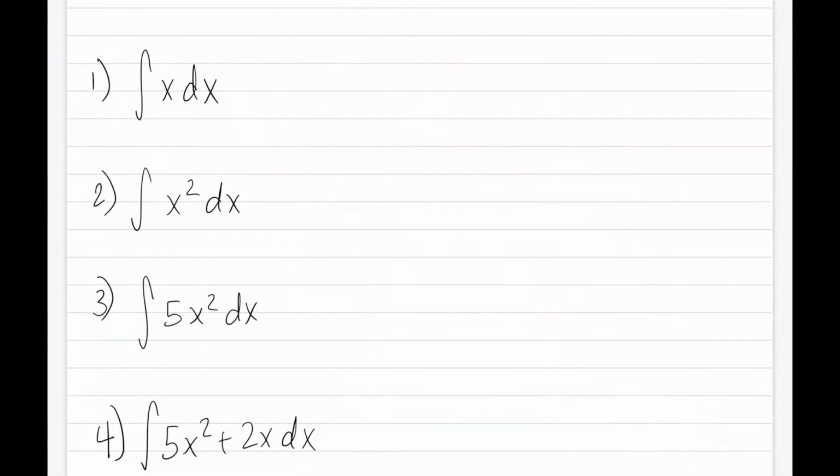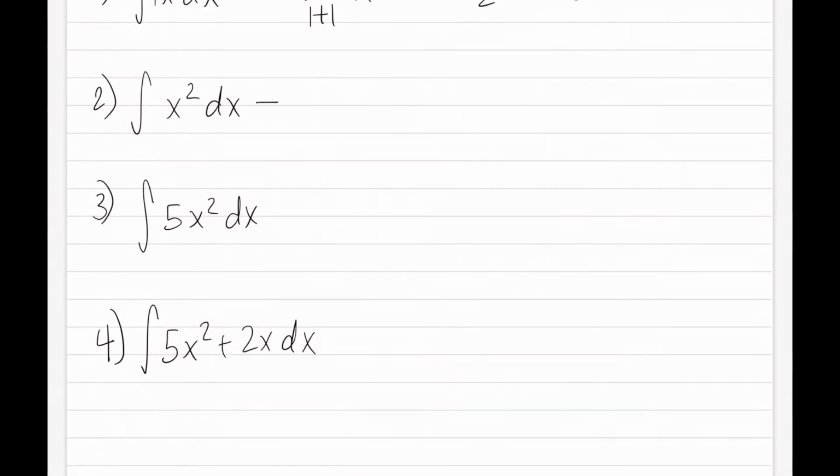Let's do some examples. Integral of x. Here is a 1 here and a 1 here. You're going to have 1, and you're going to add 1 to it. You're going to add essentially the reciprocal, 1 over 1 plus 1. That is going to give you 1 over 2 x squared. Now, since you do not have limits here, you're going to add plus c.